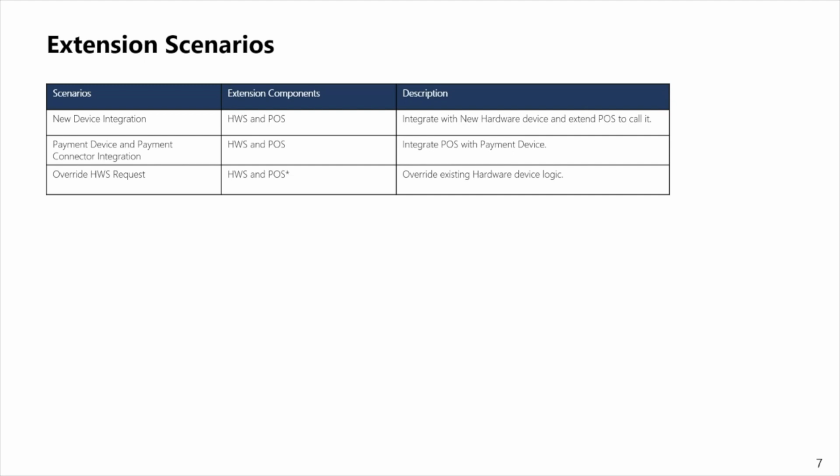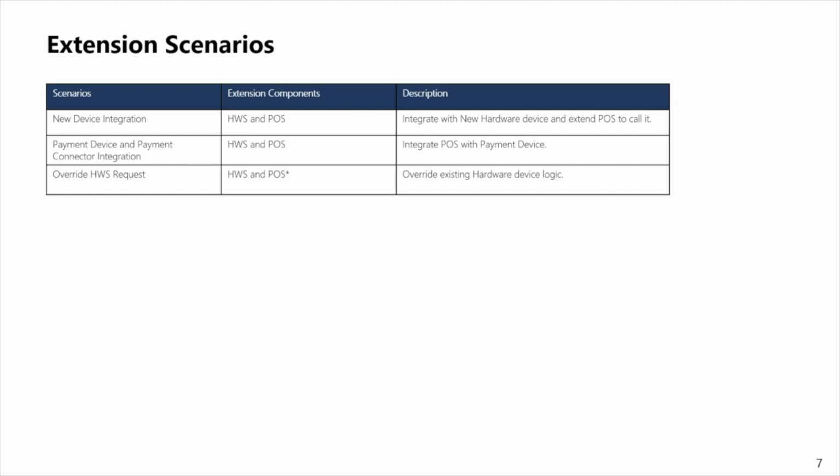Then the second scenario is the typical one, where you want to integrate with a payment terminal device for all your credit card payment scenarios. Then you can extend the point of sale as well as the hardware station. In many cases, you don't need to extend the hardware station, you only need to implement the payment device specific interface we have. So you can extend that. That's the second scenario, extending the hardware station for the payment device.